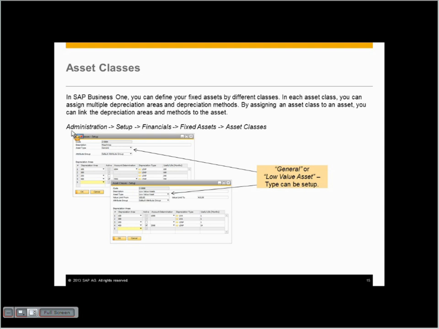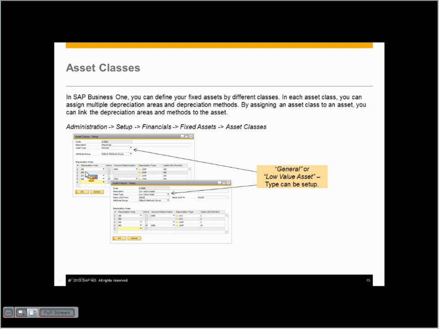You will find it under Administration, Setup, Financial, Fixed Asset, Asset Class. And there you can define, in this case, an asset class for machines as a general asset class. And you then also have the possibility to connect attribute groups to your asset class. I will mention a bit more about that later. And then you define here your depreciation area, what I showed you before on the previous slide.